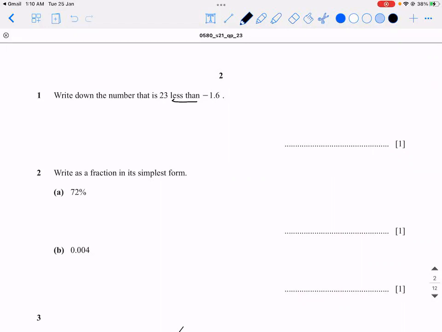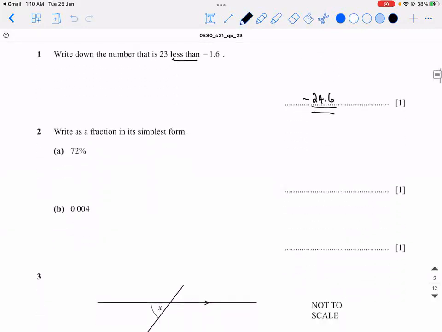So minus 1.6 minus 23. So what will be our answer? Minus 1.6 minus 23 would be minus 24.6. So what is our answer? That is minus 24.6. Clear? So it is very simple.